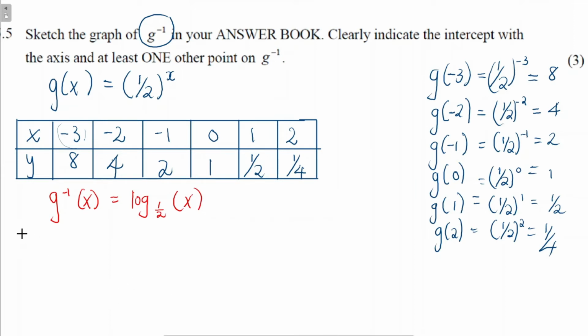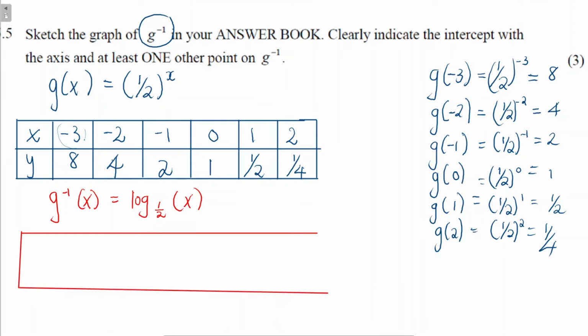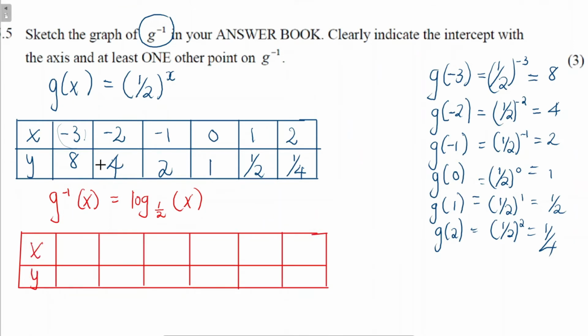And I said that the coordinates for your x and your y values are literally going to be swapped around, right? Literally, guys, swapped around. So as long as you've got the coordinates of your g function, then you've got the coordinates of your g inverse. Now these y coordinates are going to be our x coordinates for our g inverse function, right?